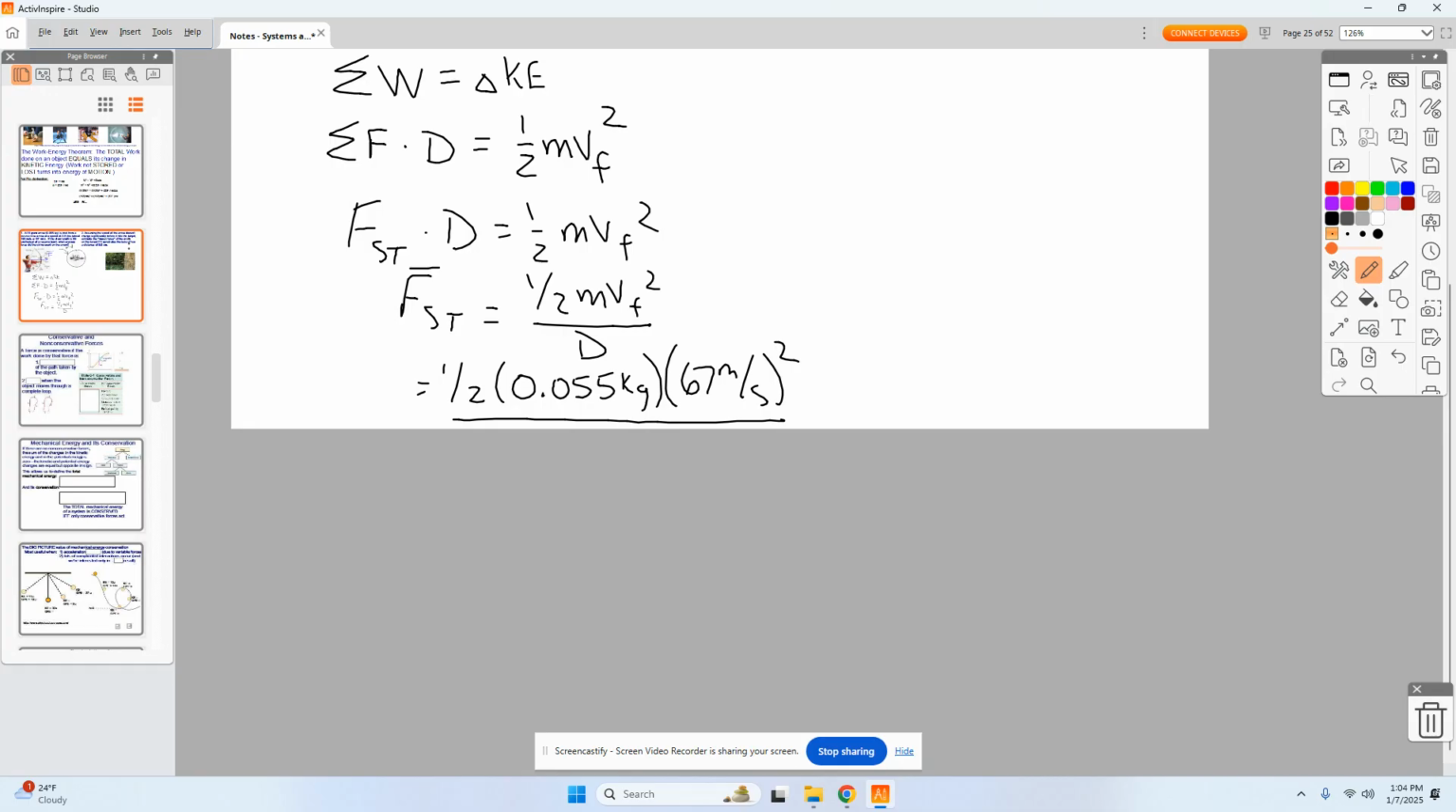What did I give you for the draw length? 0.65? It needs to go in meters, right? So when I put that in, 0.65 meters, I will get then the average force that that arrow is acted upon by that string.